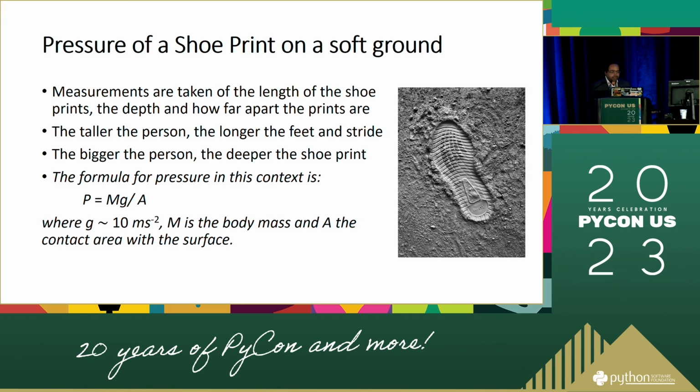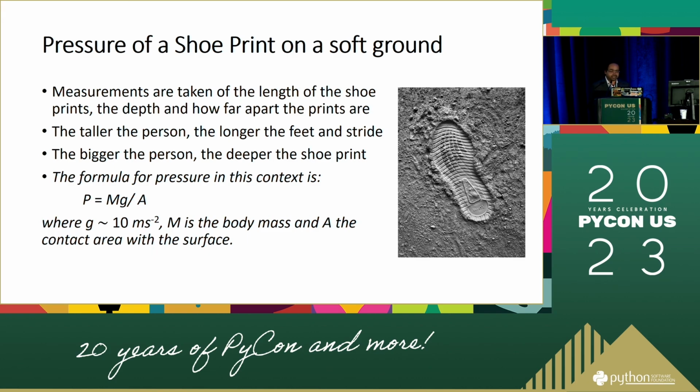Okay, so the first one is the pressure of a shoe print on soft ground. When I was in school, I was in scouts. In scouts and guides, they are generally trained to observe footprints, basically footprints of animals. Similarly here, measurements are taken of the length of the shoe prints, the depth, and how far apart the prints are. So these are the parameters. Now you can draw a conclusion here.